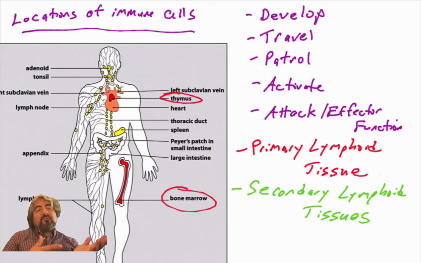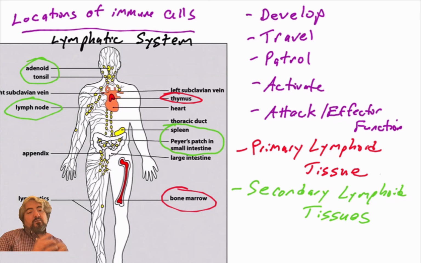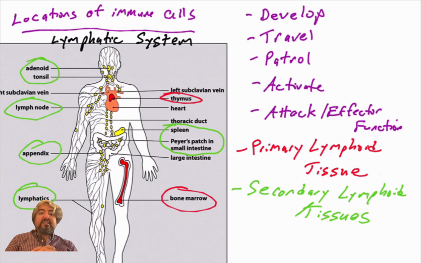Well, if we have primary lymphoid tissue, we probably have secondary lymphoid tissue. This is going to refer to tissues throughout the body that basically act like filters that will sample substances captured from the environment to detect pathogens. So what are we talking about when we talk about secondary lymphoid tissue? Well, we're really talking about the lymphatic system. So what is the lymphatic system?